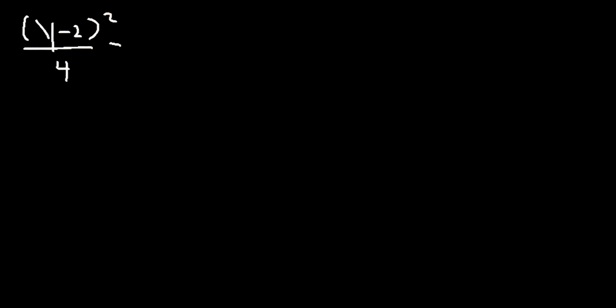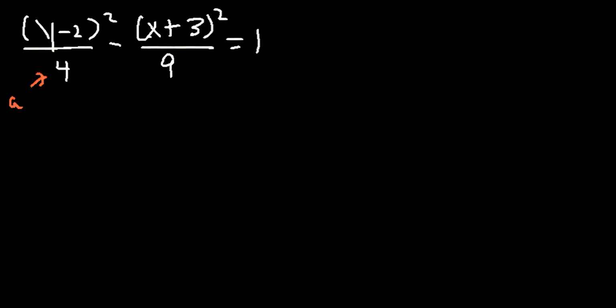Now, for the sake of practice, we're going to try one more example. Let's try this one. Actually, let's start with y this time. So (y − 2)² over 4 minus (x + 3)² over 9. And that's equal to 1.